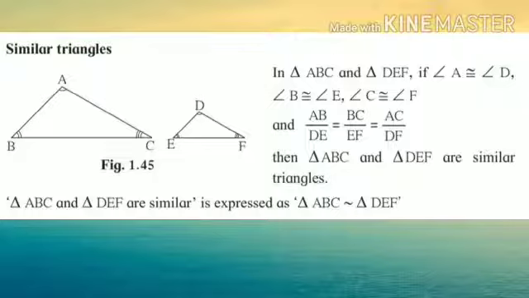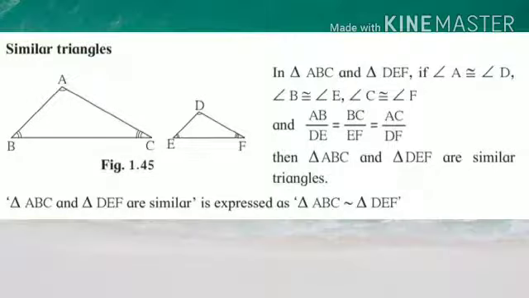Now if two triangles are similar, observe here triangle ABC and triangle DEF. If two triangles are similar, then the corresponding angles are congruent. So here, the corresponding angles: angle A is congruent to angle D, angle B is congruent to angle E, and angle C is congruent to angle F, and corresponding sides are in proportion. That means the ratios of corresponding sides are equal. So in short we say corresponding sides are in proportion. In short, if two triangles are similar, then corresponding angles are congruent and corresponding sides are in proportion. That means the ratios of corresponding sides are equal.